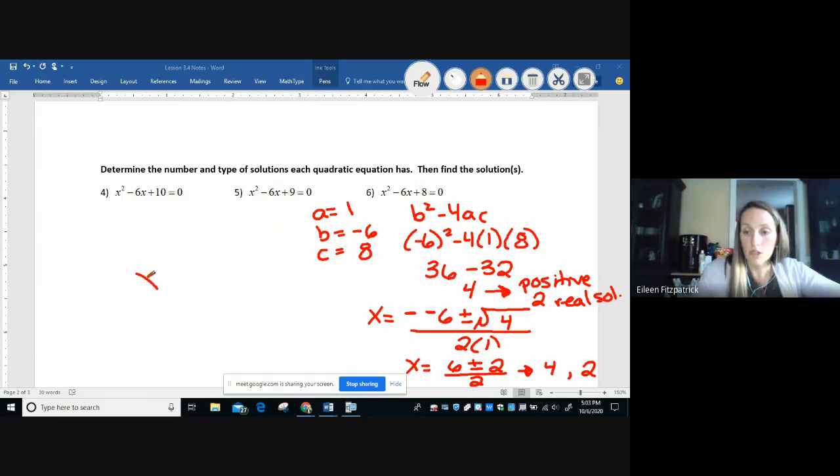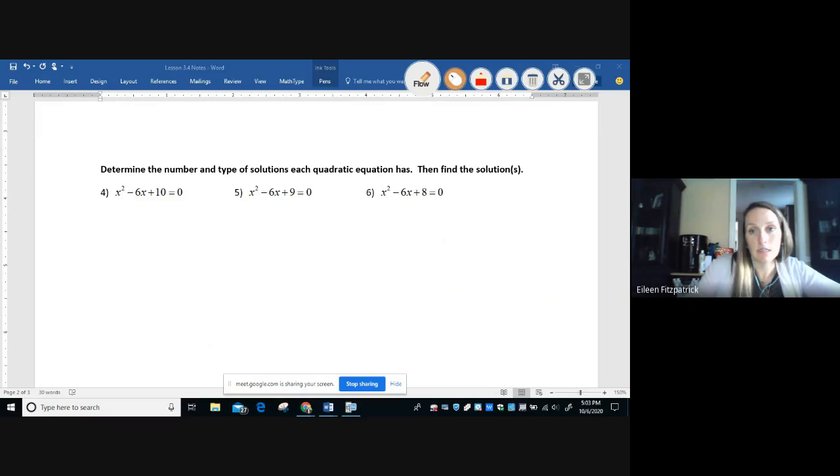So you have 2 answers here. You have x is equal to 4 and x is equal to 2. Those would be your 2 x-intercepts, your 2 roots, your 2 solutions. All right. And the last problem for today.